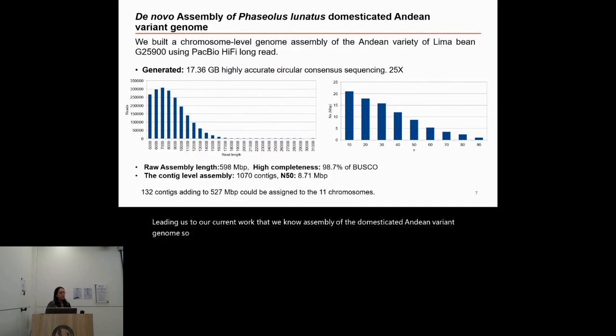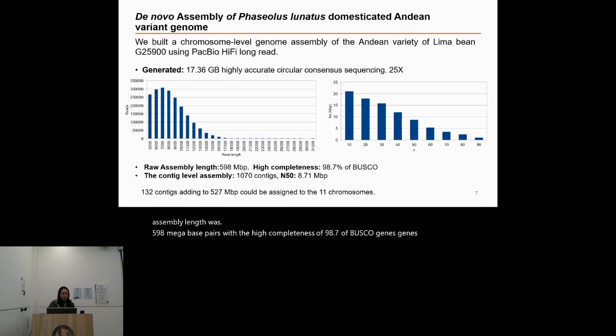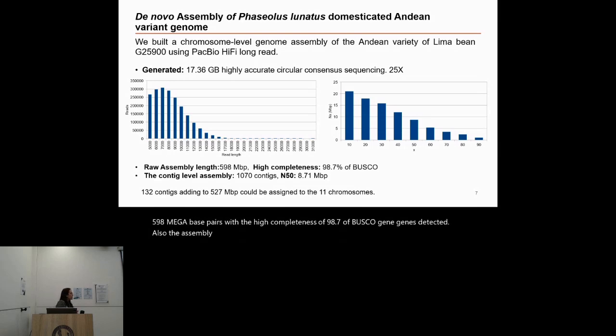So we built a chromosome-level genome assembly of the Andean variety of Lima bean using PacBio HiFi technology, and we generated 17.36 gigabases of highly accurate circular consensus sequencing with an average genome coverage of 25x. The raw assembly length was 598 megabase pairs, with a high completeness of 98.7% of BUSCO genes detected. Also, the assembly contained 1,070 contigs with an N50 of 8.71 megabase pairs.